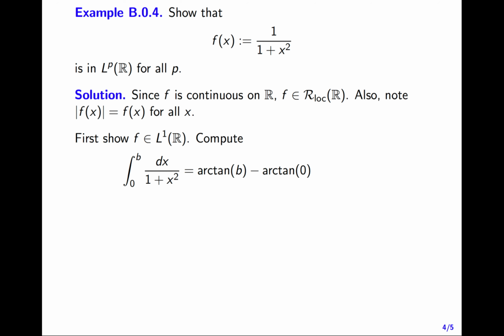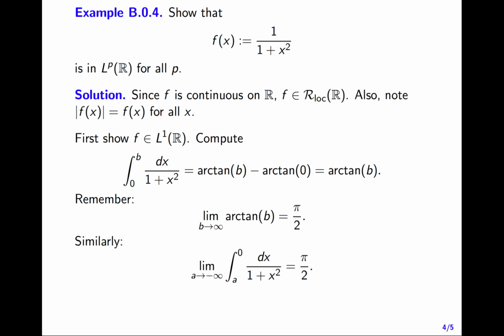And we know from calculus this is arctan of b minus arctan of 0, and of course that's just arctan of b. And so the limit from calculus as b goes to infinity of arctan of b is pi halves. And so as well we have the limit as a goes to minus infinity of the integral from a to 0 of dx over 1 plus x squared equals pi halves. And this tells us that the integral from minus infinity to infinity of the modulus of f exists.